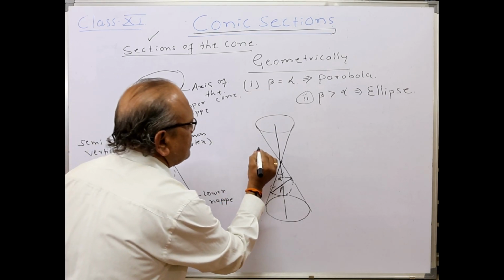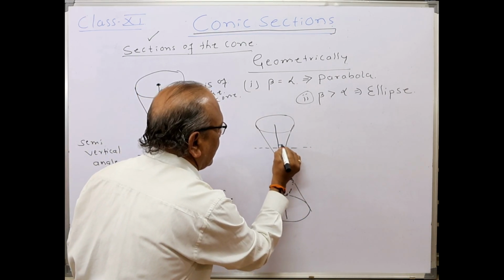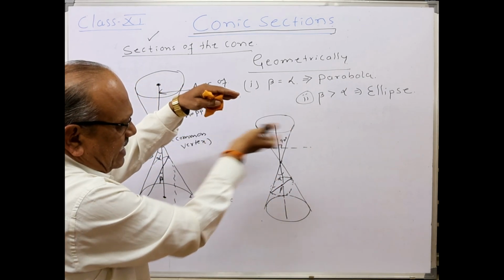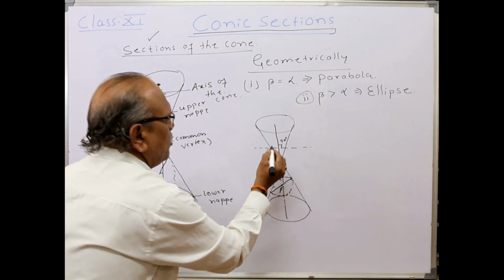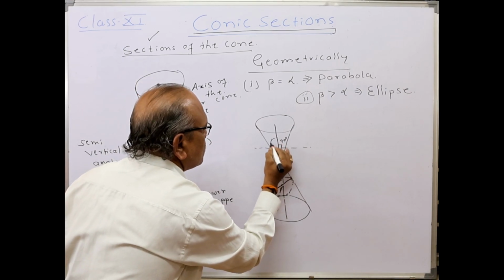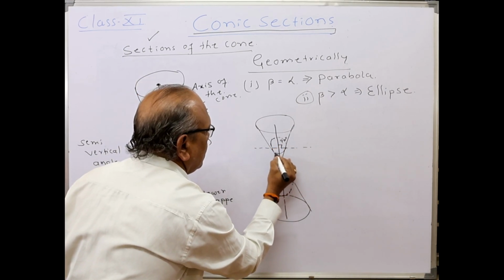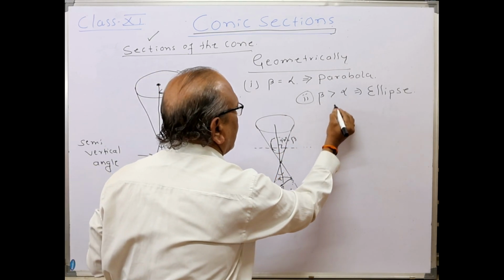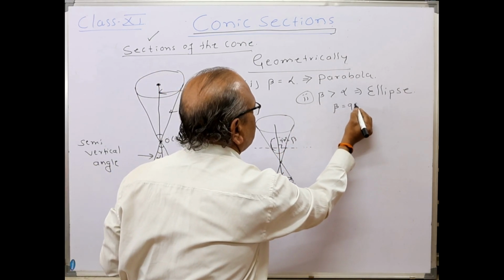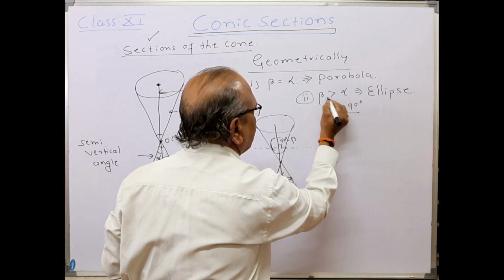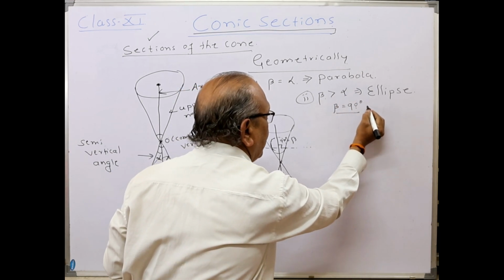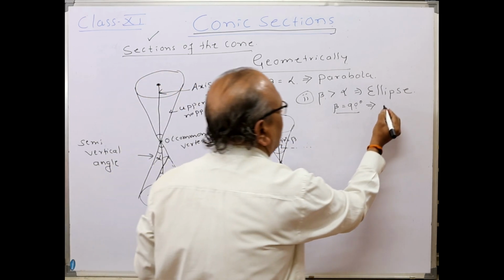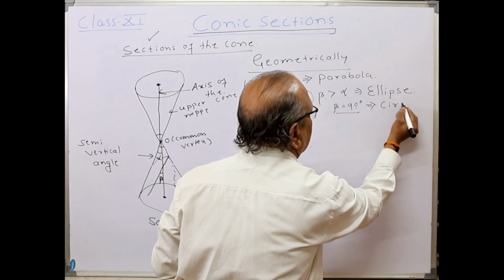And if I slice the same solid double cone at an angle equal to 90 degrees, what will be the shape of it? If you cut it exactly at 90 degrees, you can observe that a circular shape is obtained. Therefore, when this solid double cone is sliced at an angle beta equal to 90 degrees, which is definitely greater than alpha, you will get a very popular plane figure called a circle.